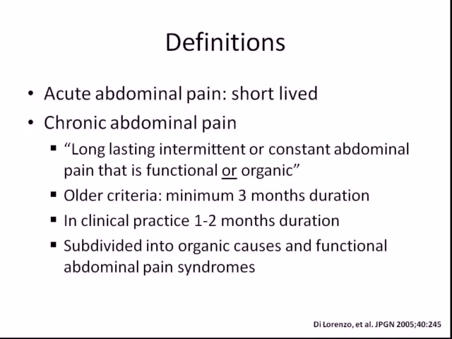So the older definition of recurrent abdominal pain is now encompassed in the current definition of chronic abdominal pain, which does not make a distinction between functional and organic etiologies. In older criteria, there was a minimum of 3 months duration to fit criteria for chronic pain. In clinical practice, it's more like 1 to 2 months duration. And again, chronic abdominal pain is subdivided into organic and functional causes.